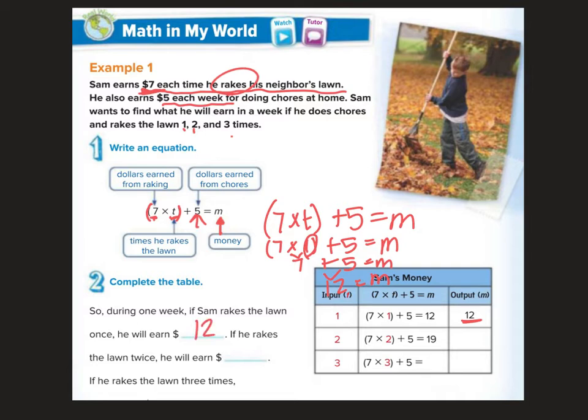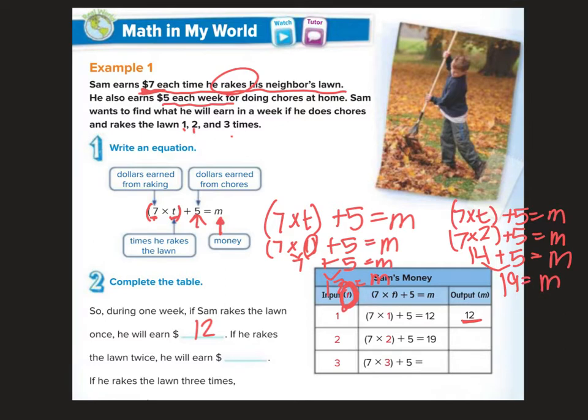Okay, next step. Now, I know this is redundant, but we do need to write down the equation again. 7 times t plus 5 equals m. Instead of t being 1, now it's 2. Bring everything down. Plug in. The only thing I changed was my t because my t is what's changing. 7 times 2 is 14 plus 5. So 14 plus 5 is 19. So if he rakes the lawn twice, he's going to make $19.